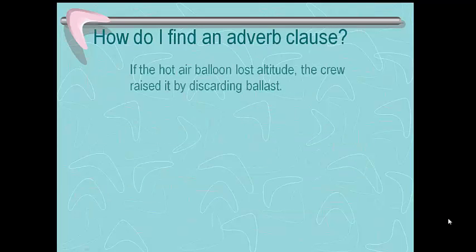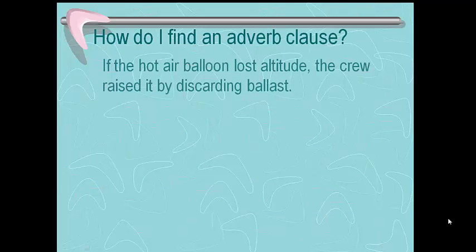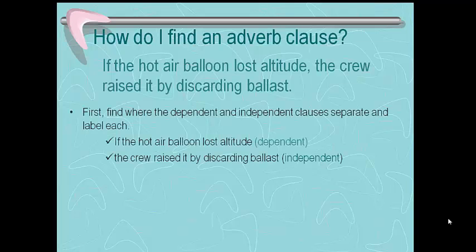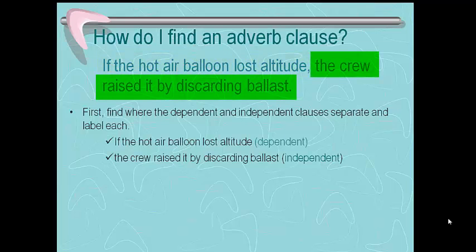So how do I find an adverb clause? Let's look at this example. If the hot air balloon lost altitude, the crew raised it by discarding ballast. So how are we going to determine what is my adverb clause? Well, first we need to decide where the dependent and independent clauses separate and label each. So let's look at them. If the hot air balloon lost altitude, not a complete thought, so that's the dependent part. The crew raised it by discarding ballast, independent. So we've identified our dependent and our independent.